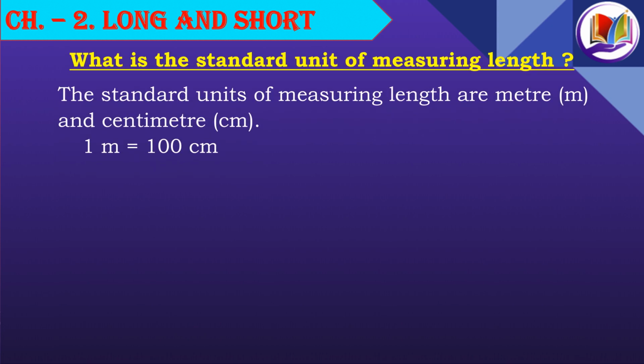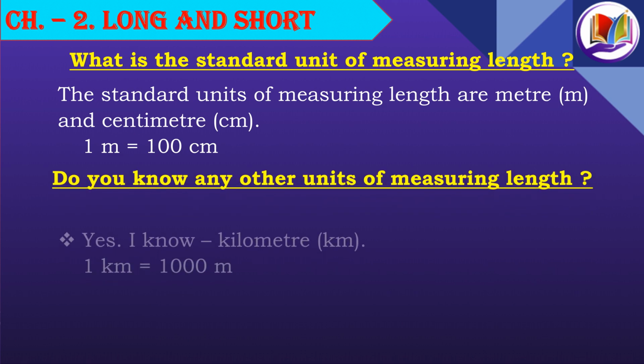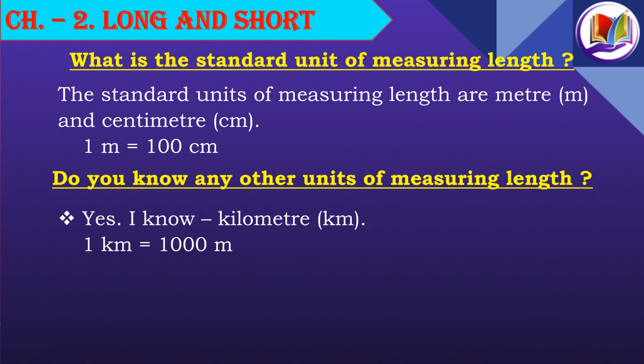So children, let's try and understand about standard units of measuring length. Standard units of measuring length are meter and centimeter. And the relationship between meter and centimeter is 1 meter equals 100 centimeters. Children, do you know about any other measure of length which you have seen or used in your daily life? Well, another unit is kilometer. That is, distances between two places are measured in kilometers. And the relationship between kilometer and meter is 1 kilometer is equal to 1000 meters.